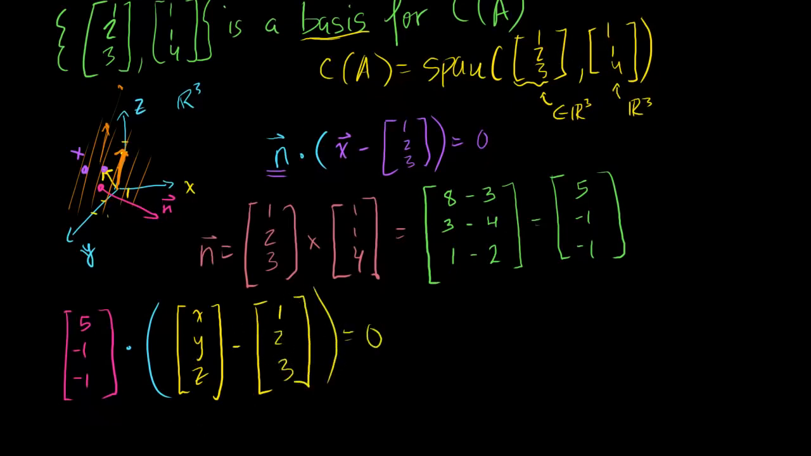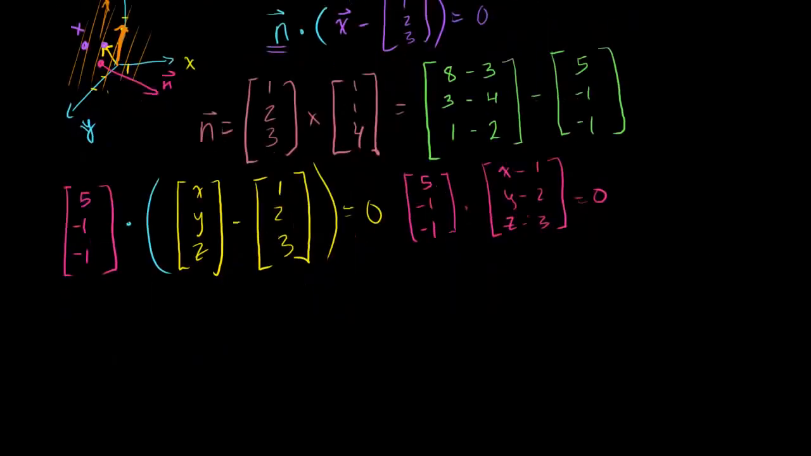So what's this? This is going to be equal to 5, minus 1, minus 1 dot, what's this guy going to be? x minus 1, y minus 2, and z minus 3 has got to be equal to 0. And what's the dot product? It's 5 times x minus 1, plus minus 1 times y minus 2, plus minus 1 times z minus 3 is equal to 0. That's just the definition of our dot product.